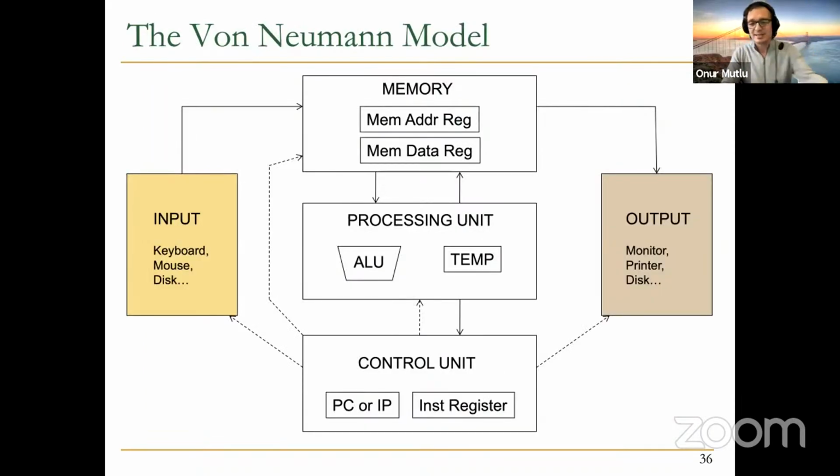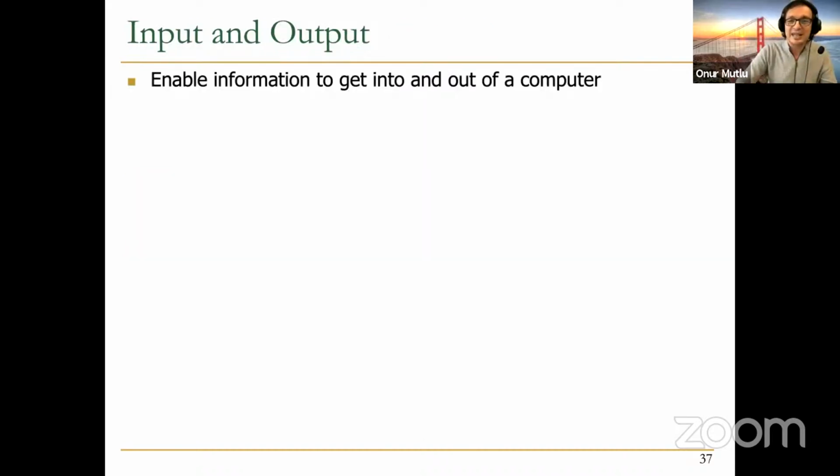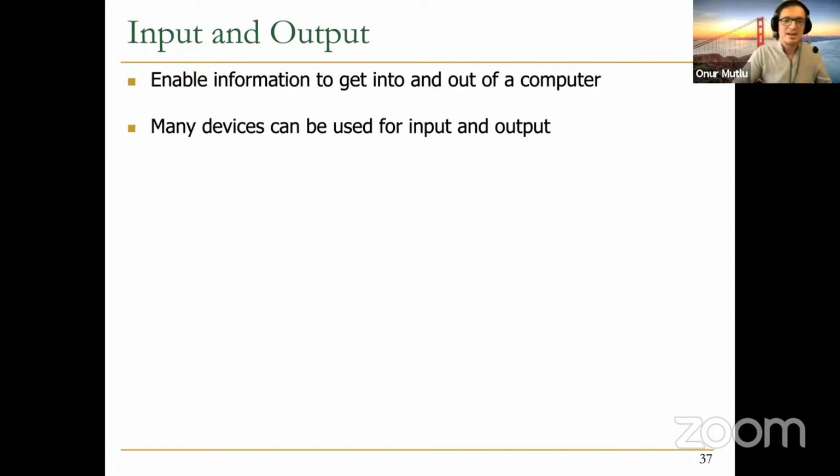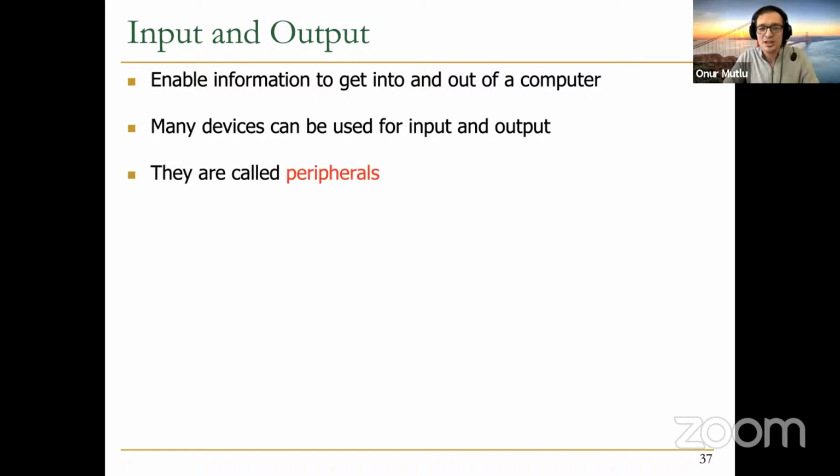Okay, let's go through the von Neumann model, and after that, we will take a break. Input and output are simple, actually. We're not going to spend a lot of time on the input and output over here. Essentially, these are things that are necessary for you to be able to get information into and out of a computer, right? Many devices can be used for input and output. They're called peripheral devices because they're really peripheral to the processing that happens.